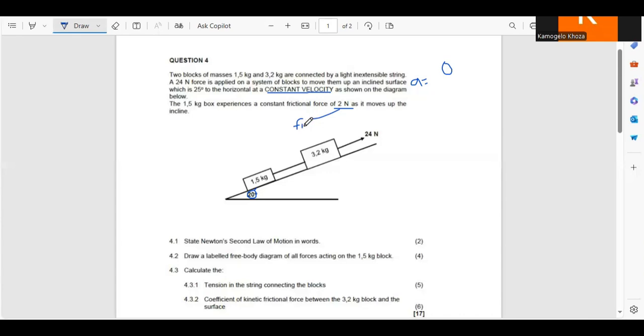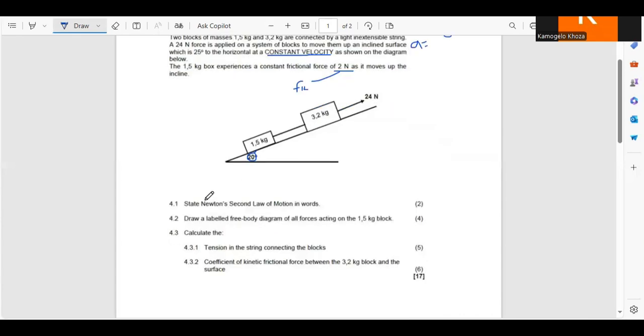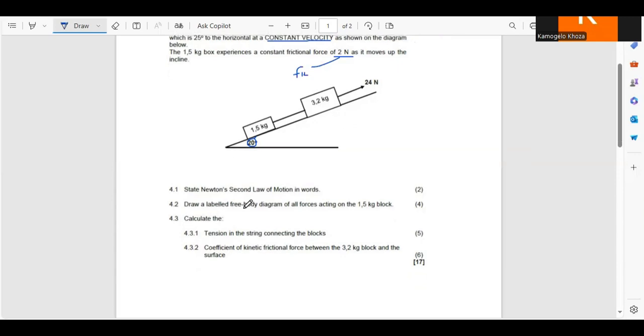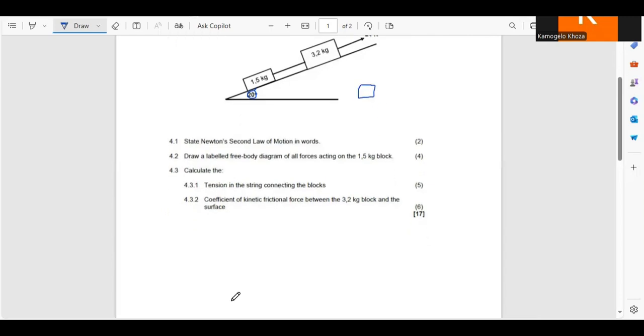Right. Now, what does the first question require from us? The first question wants us to define Newton's second law. The second question states that we must draw a labelled free body diagram for all the forces acting on the 1,5 kg block. Remember the difference between your free body diagram and your force diagram. With a force diagram, your object is represented with a box. But for a free body diagram, the object is represented with a solid dot, right?